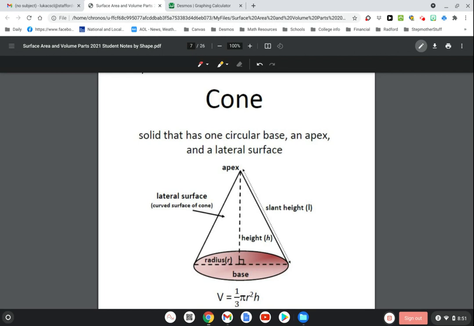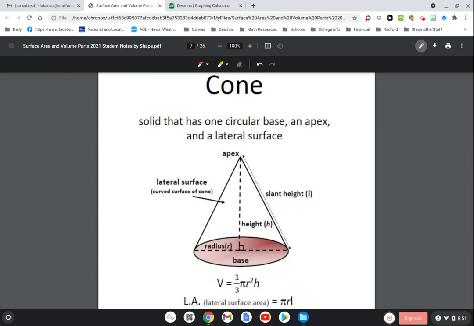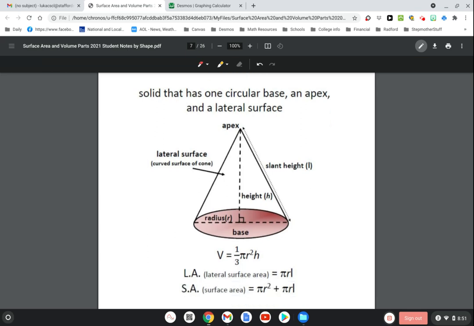It has a point called the apex, and it has a circular base, and that's typically the cone that we would see. We would see it turned up the other way if we were going to put some ice cream into it. Now, the cone has a lateral surface area, which is just the sides, but not the circle base. It also has a total surface area, which is the sides and the base.